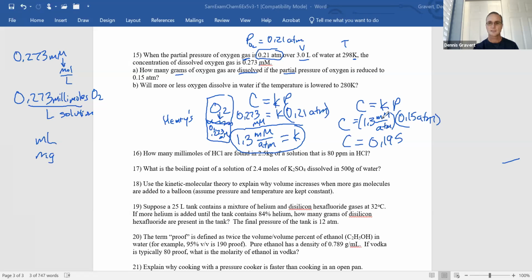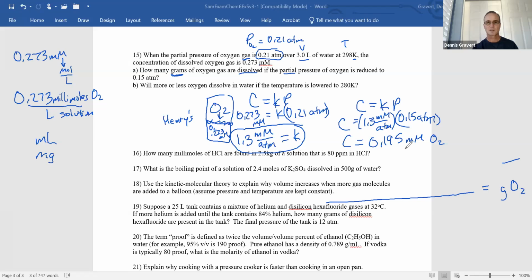The atmospheres cancel, and we're left with millimolar: millimoles per liter of oxygen gas dissolved. But dang it, they want grams. So dimensional analysis. What do I want? Grams. What do I know? This number. Oh, wait. We're supposed to start with a single unit, right? When we do dimensional analysis and we're picking a number, we want to start with a single unit number, and the capital M is 2 units. It's millimoles divided by liters. So I don't want to start with that.